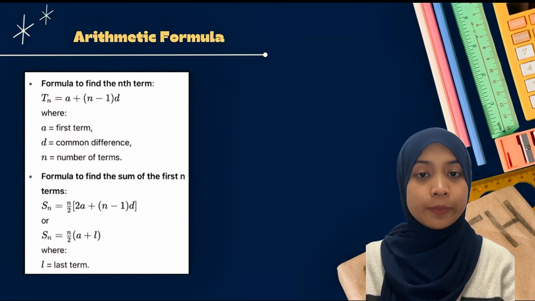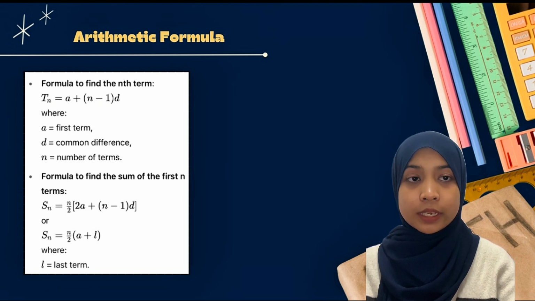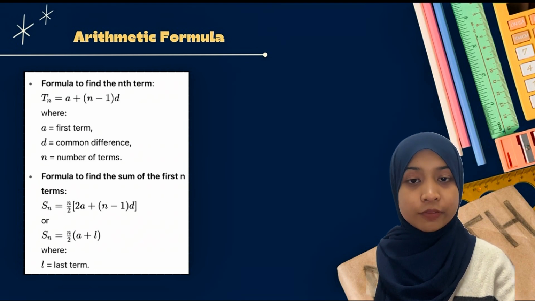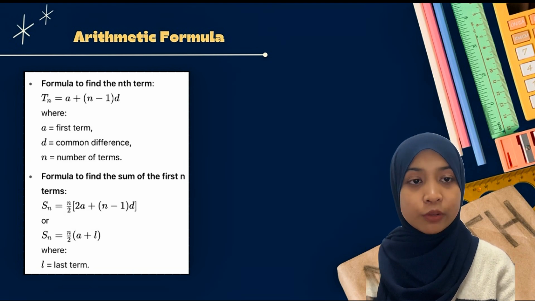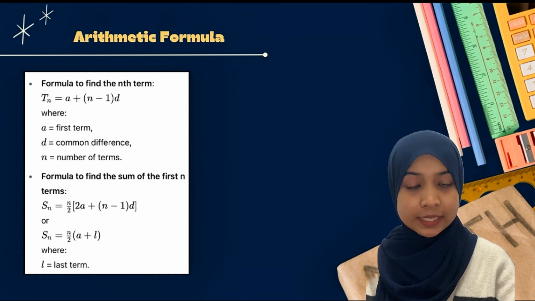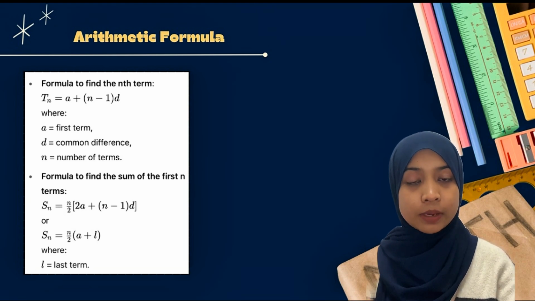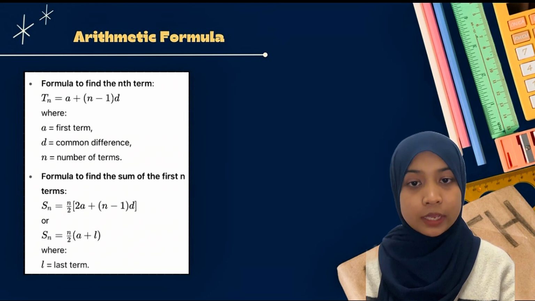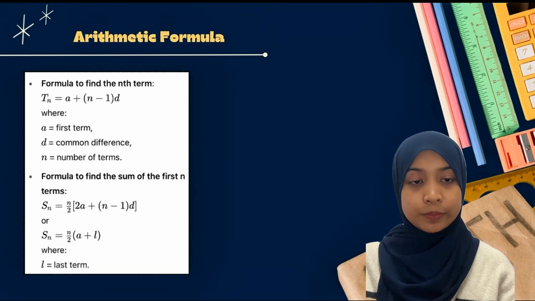Now, moving on to the arithmetic formulas. The formula to find the nth term is Tn equals a plus (n minus 1) d, where a represents the first term, d equals the common difference, and n is the number of terms. The formula to find the sum of the first n terms is Sn equals n divided by 2, open bracket, 2a plus (n minus 1) d, close bracket. Or we can use another formula, Sn equals n divided by 2, (a plus l), where l represents the last term.